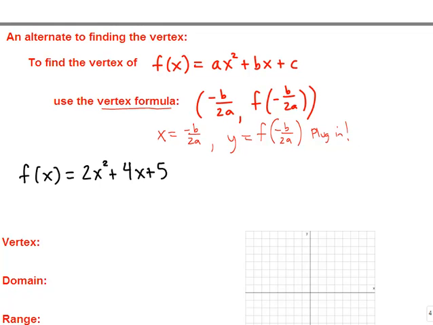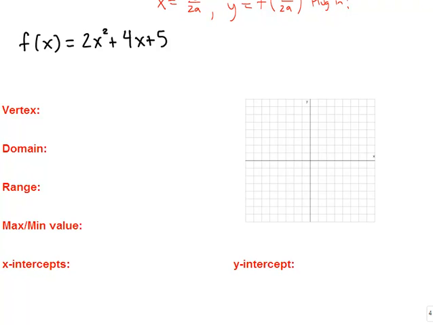Okay, so for example, here's 2x squared plus 4x plus 5. You could complete the square on this, but that gets a little bit tricky sometimes. So instead, we're going to use our vertex formula, which says that x equals minus b over 2a. So here my b is this 4, and my a is the 2. If we simplify that, we get negative 4 over 4, which is negative 1. So right away, I know that the x-coordinate of my vertex is negative 1.